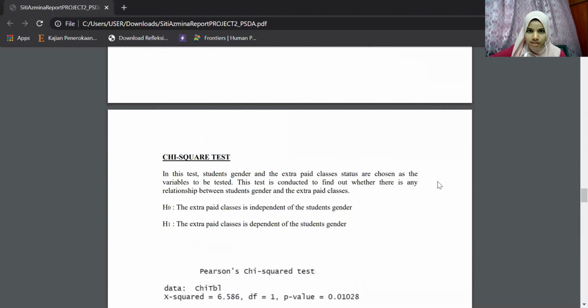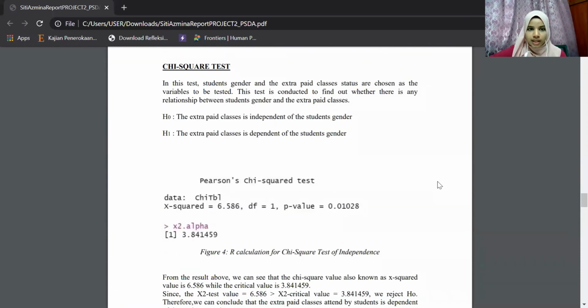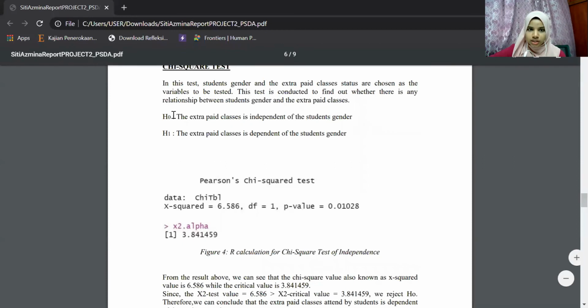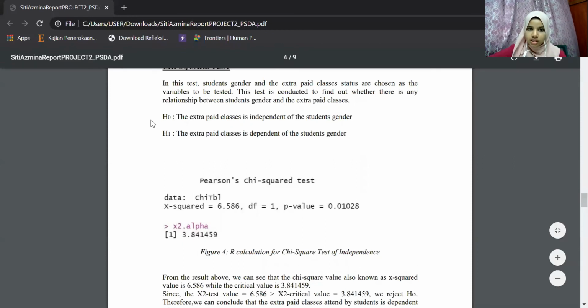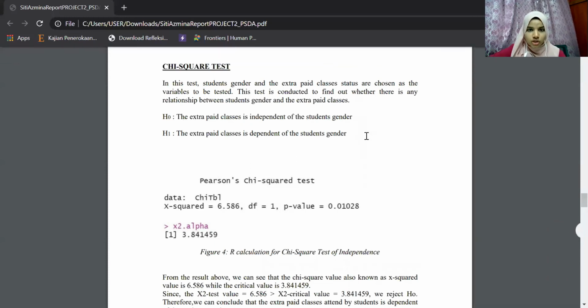Proceeding to the next test, which is the chi-square test. In this test, I've chosen students' gender and extra paid classes status to be tested. This test is conducted to find out whether there is any relationship between the student's gender and extra paid classes. As Dr. can see here, my null hypothesis is the extra paid classes is independent of the student's gender, while my alternative hypothesis is the extra paid classes is dependent on the student's gender.